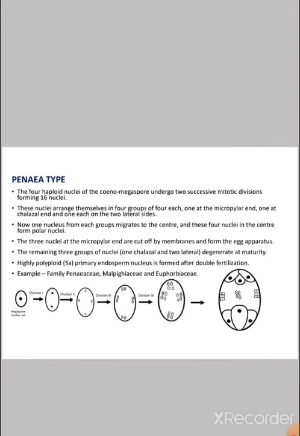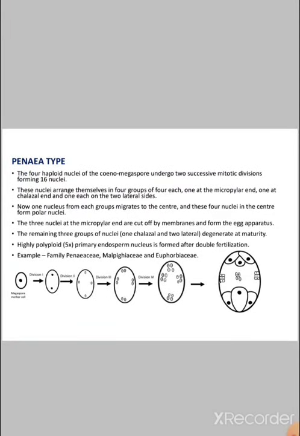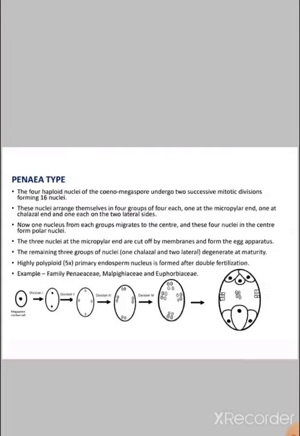Now one nucleus from each group migrates to the center, and these 4 nuclei in the center form polar nuclei. The 3 nuclei at the micropylar end are cut off by membranes and form the egg apparatus. The remaining 3 groups of nuclei degenerate at maturity. A highly polyploid condition: the primary endosperm nucleus is formed after double fertilization. Examples belong to the families Penaeaceae, Malpighiaceae and Euphorbiaceae.